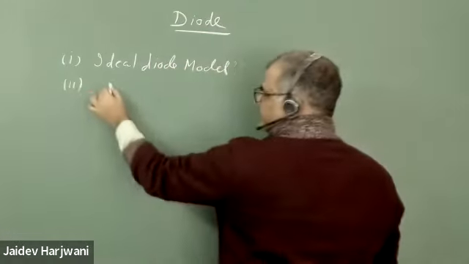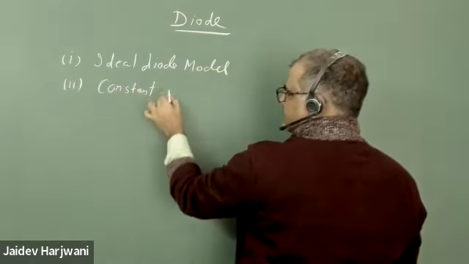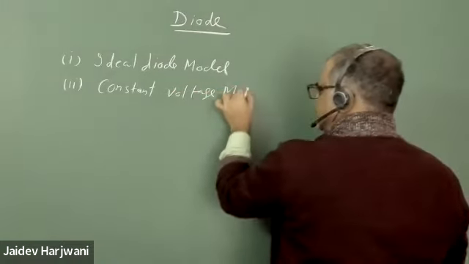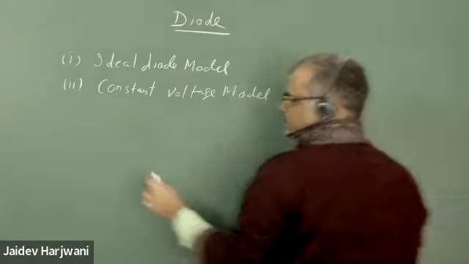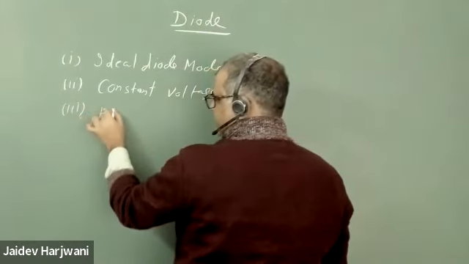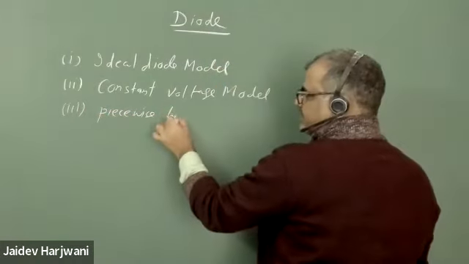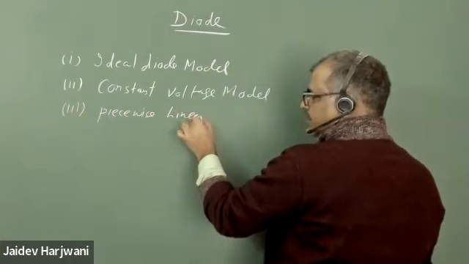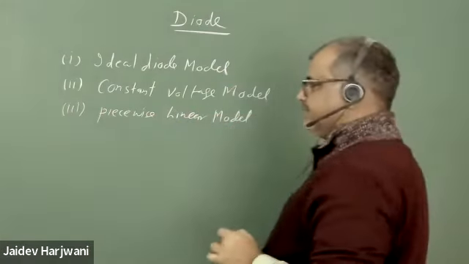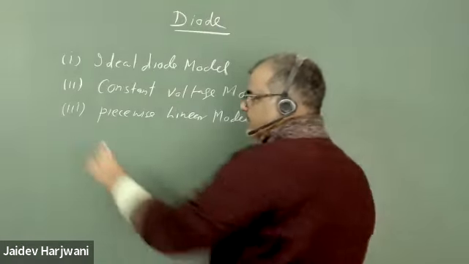Second is the constant voltage model. And the third one is the piecewise linear model. So we will take one model at a time. Let me start with the ideal diode model.